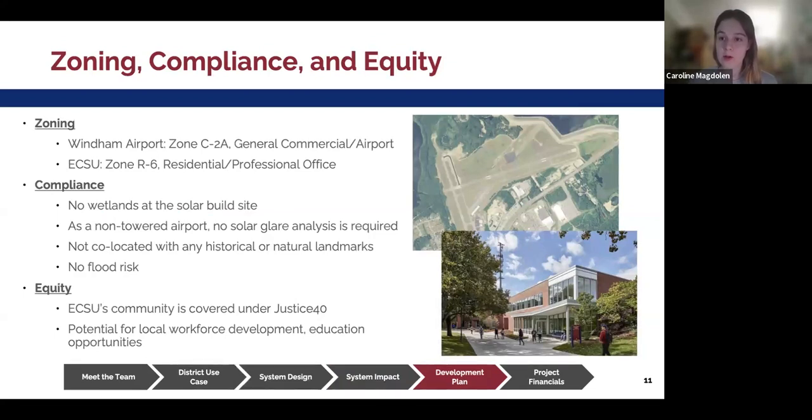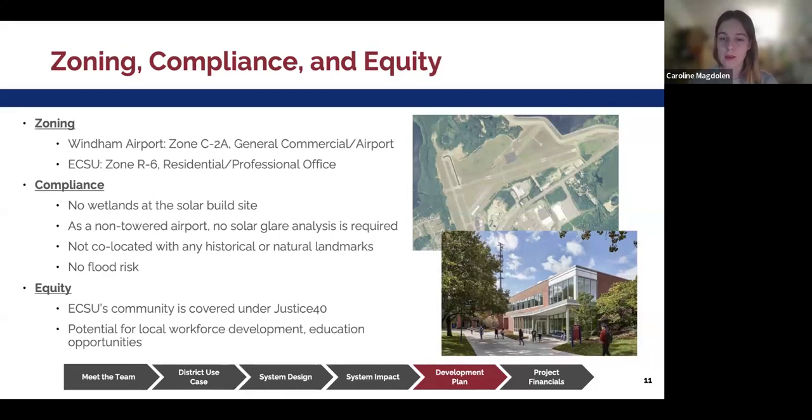In addition to that, in terms of compliance, we looked through and assessed the location where Windham Airport is, where we would be planning to build out the solar, and found that there were no wetlands and also no flood risk. Furthermore, because we were building on an airport, we looked more directly into potential regulation governing that and found that since it's a non-towered airport, a solar glare analysis would not be mandatory, which could potentially speed up the permitting and approval process. And finally, with aesthetic considerations, the location is not co-located with any historical or natural landmarks.